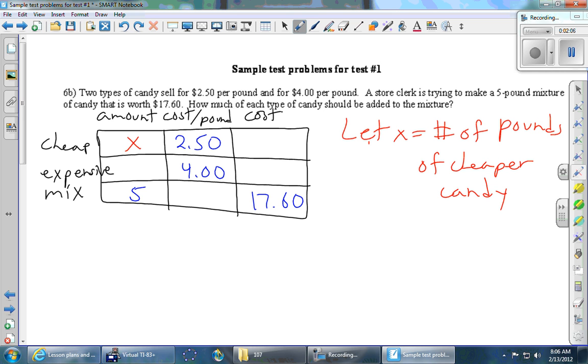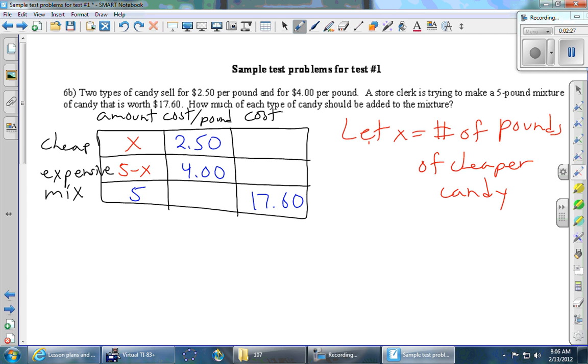And you're perfectly welcome to introduce another letter for the expensive candy. You could call it a y. I think doing that makes life a little bit tougher than it needs to be. I would much rather put something with the 5. If you have 5 pounds total and you've already used x of them, then how much is left over for the expensive candy? Hopefully we say 5 minus x.